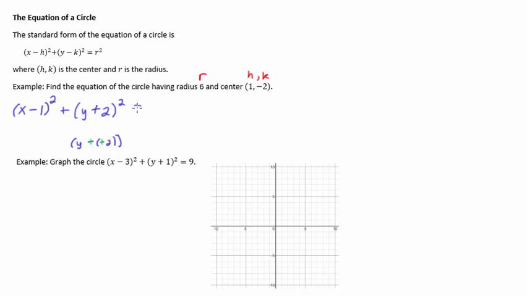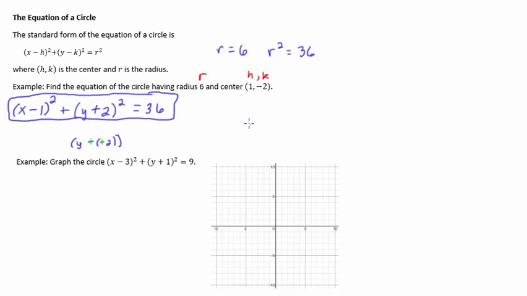And that equals r squared. They give us r is 6, which means r squared is going to be 36. So that's what goes on the right side of our equation. So this is the equation that goes with the information they gave us.